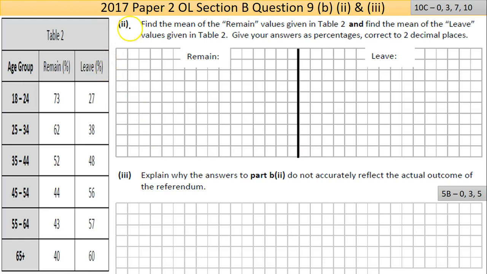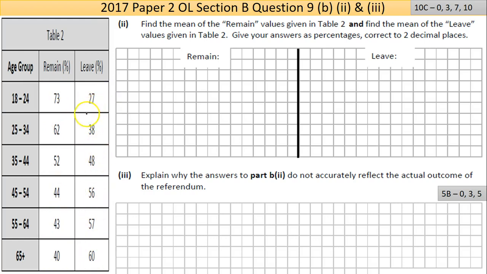Now, B part 2 here, it's worth 10 marks. It says find the mean, or for lack of a better word, average, of the remain values given in Table 2. And find the mean of the leave values given in Table 2. Give your answer as percentages, correct to 2 decimal places. So you basically find the mean of this set of data here, and then the mean of this set of data.